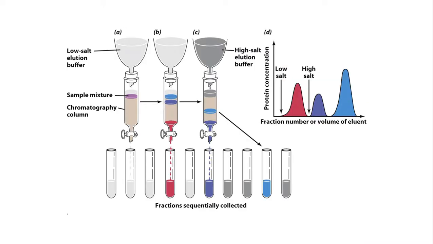So here's an example of that salt elution. You start with a low salt elution buffer and work up to a high salt elution buffer. Again, you're monitoring your fractions coming off so you can identify which tube contains the fraction of interest.